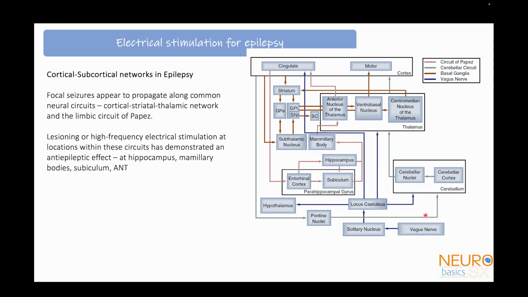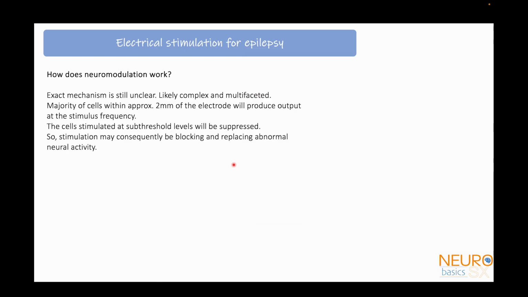Now, how does this work? The vagus nerve sends sensory afferents to the solitary nucleus, and the solitary nucleus sends afferents to the locus coeruleus, following which the locus coeruleus has a widespread network, which again goes and supplies similar structures as we can see in these two networks. So that is how vagus nerve stimulation works.